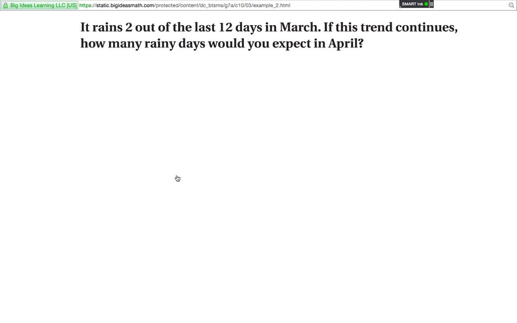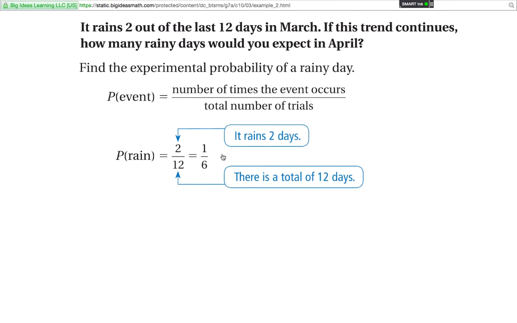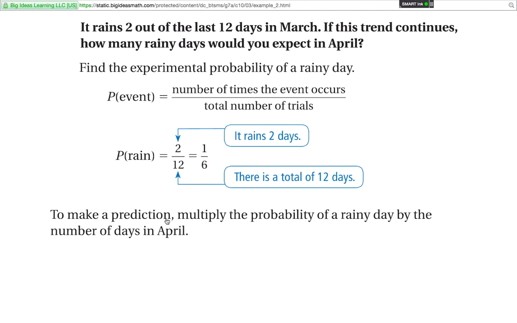Okay, so your first question might also be how many days are in April, right? We'll figure that out, which I think is 30. So, number of times an event occurs. We said it ends up being 2 out of 12, which is 1/6. One rainy day every 6, and then we're going to make a prediction.